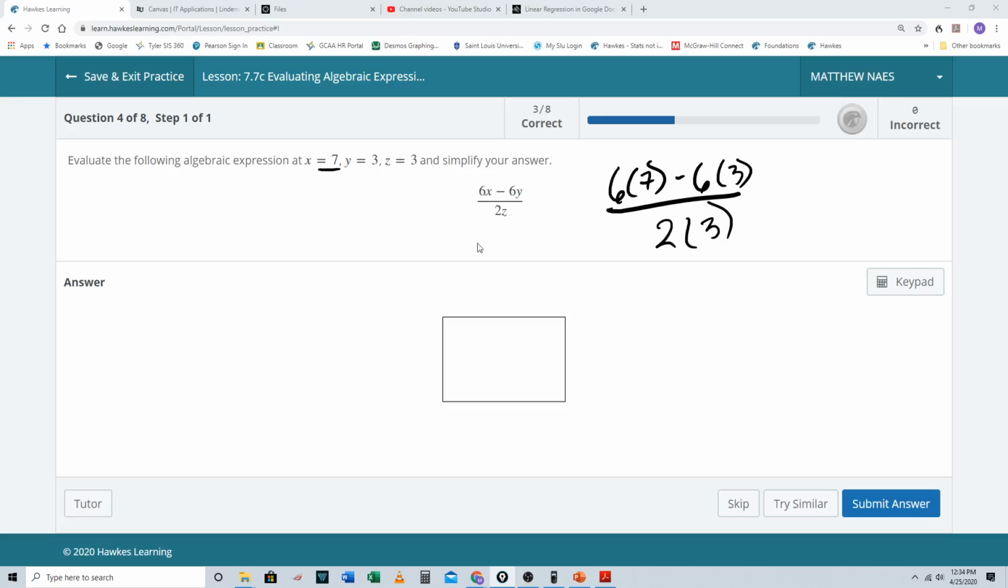Right. So plugging this in, you can simplify if you want. Feel free to simplify. Just multiply everything there. 6 times 7 is 42. 6 times 3 is 18. 2 times 3 is 6. And if you want, go ahead and simplify.